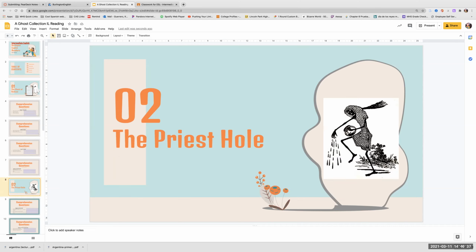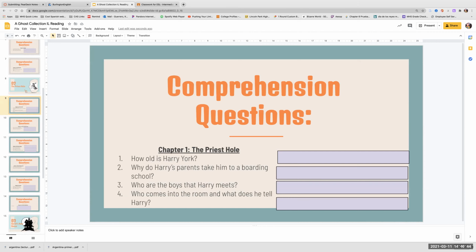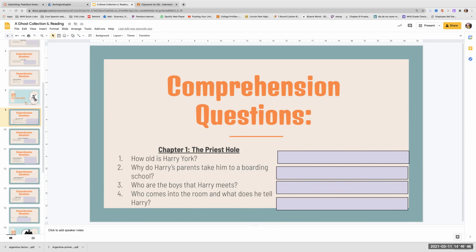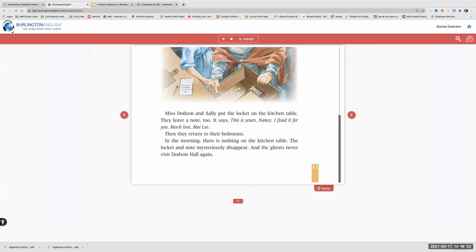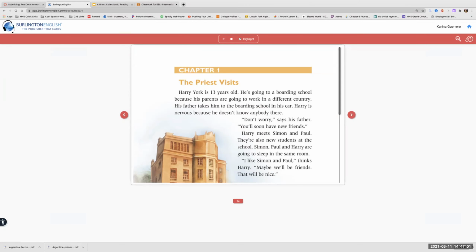So now we're going to move on to book number 2, The Priest's Hole. For this book, we have a little bit more chapters. We have 1, 2, 3, 4, 5, 6 chapters. So we're actually going to go ahead and listen to them all together, and then we'll look at the questions. So we're starting with The Priest's Hole. Let's go ahead and put play.